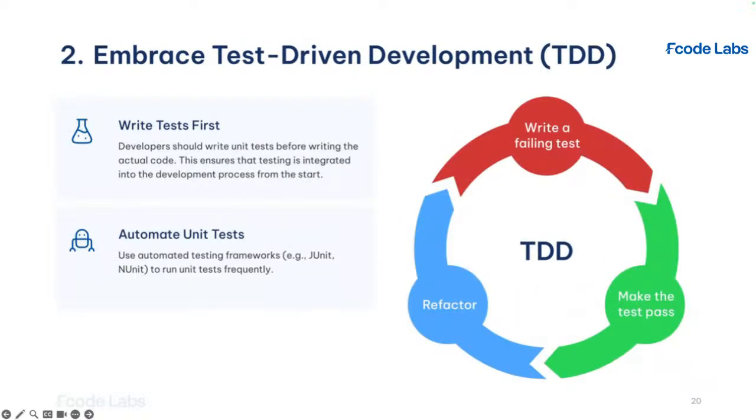The next one is we have to embrace test-driven development. We call it TDD simply. Now, how we can implement TDD is, this is all about writing tests first and then developing your functions or features according to the tests you have written.